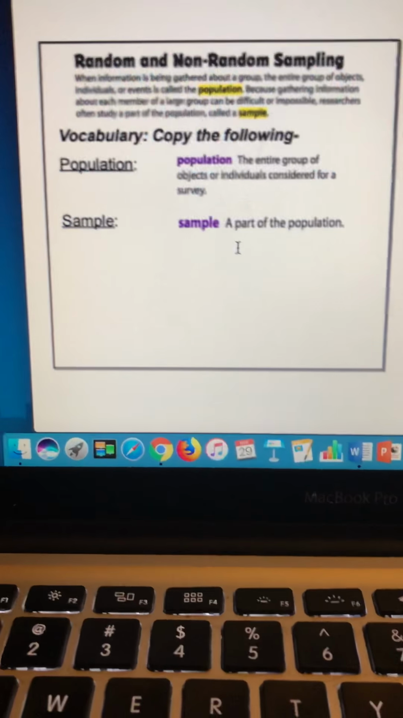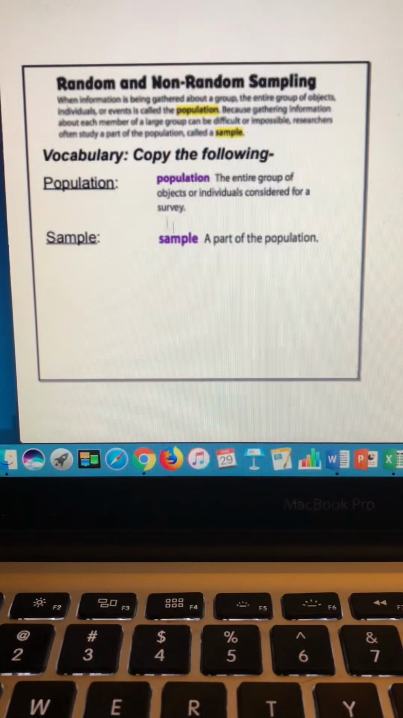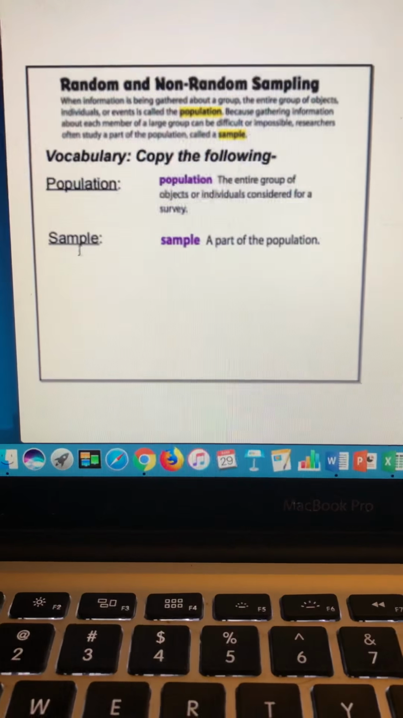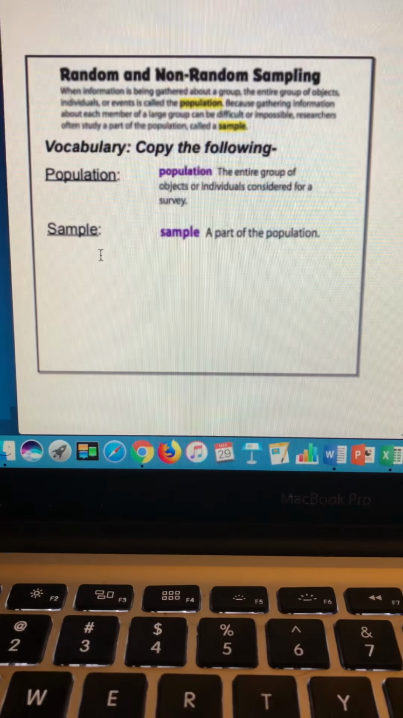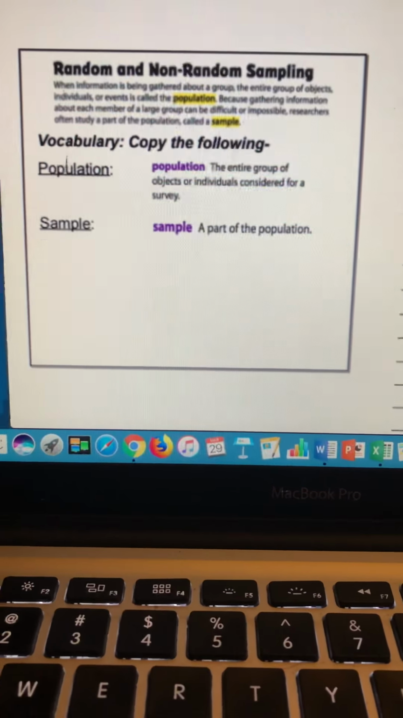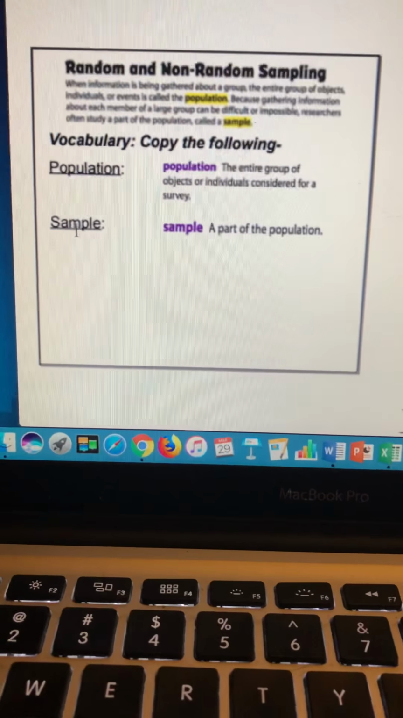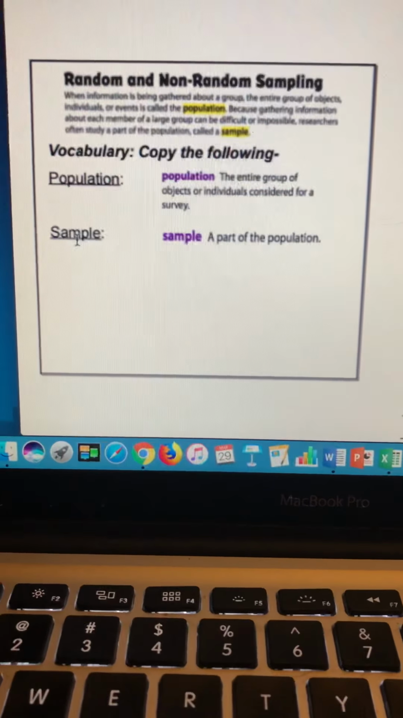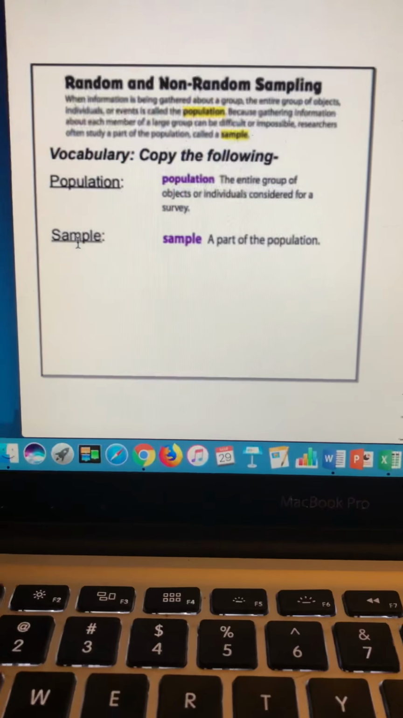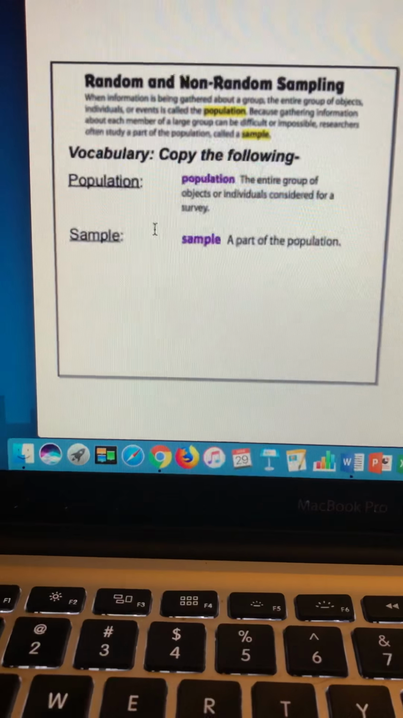So for example, if we were talking about the entire 7th grade, that would be a population. And then if we selected one class, like let's say 706, that would be a sample of the population. So again, the population would be the entire 7th grade. A sample would be 706 or 701 or 711, okay? A part of the entire thing that we're talking about.